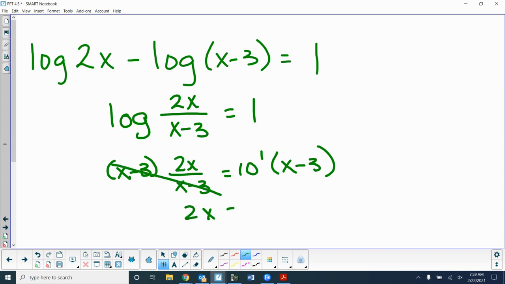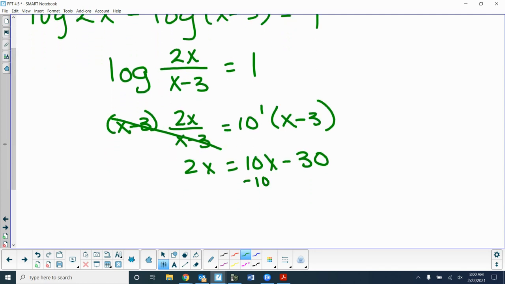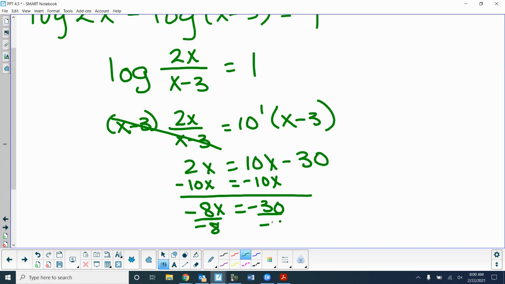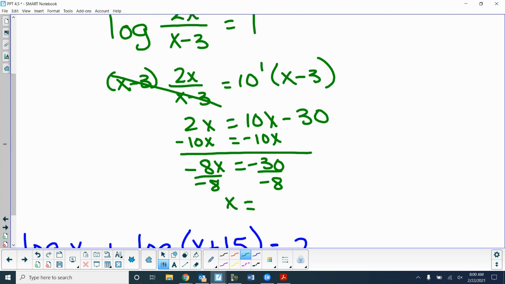So I get 2x equals 10x, because 10 of the first is 10 minus 30. You guys okay with that? Should be able to handle that. Subtract 10x. Get the x's together. I get negative 8x equals negative 30, and then divide by negative 8. And I get x equals a positive 15/4, which is what? 3.75.